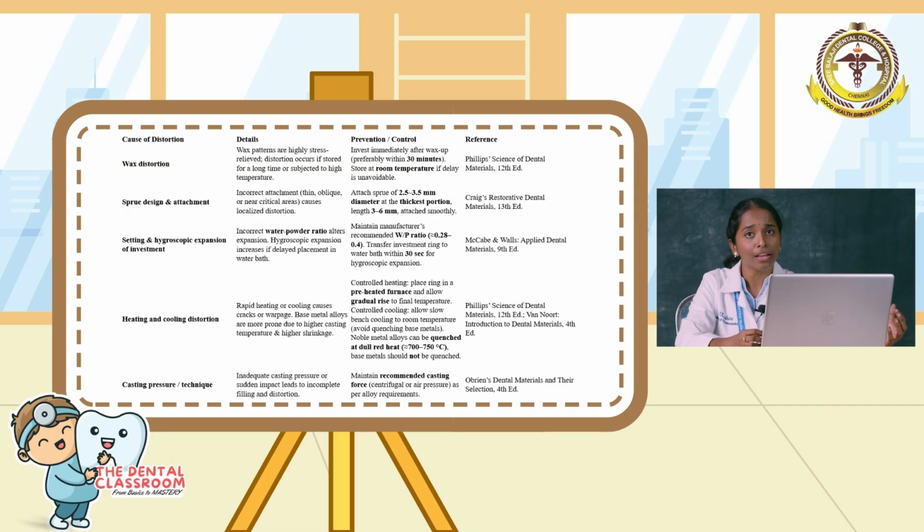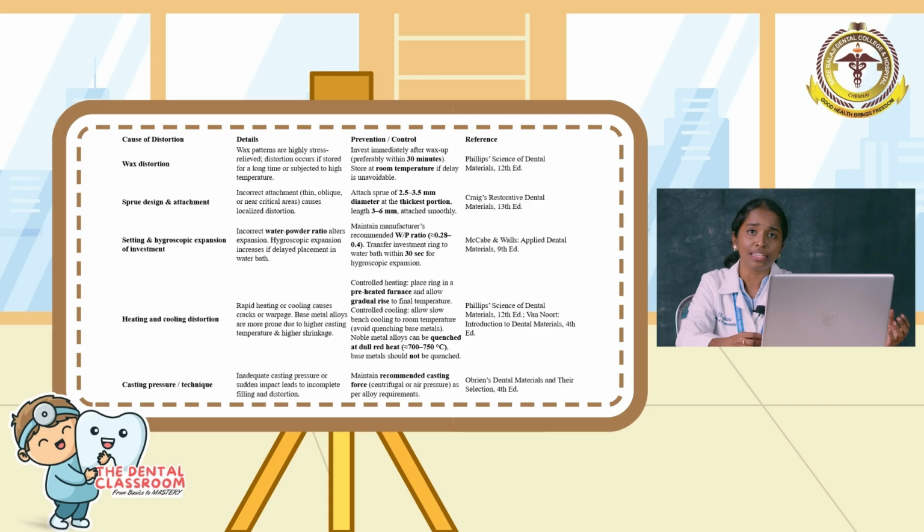So now let us see how we can prevent these types of distortions. The first one is wax distortion, where the wax is highly stress released. Distortion occurs if the wax is stored for a longer duration and subjected to higher temperature. So in order to avoid this, we can invest immediately after the wax up, preferably within 30 minutes. Some other textbooks say within 1 hour. So we have to invest the wax immediately and store the wax at room temperature if the delay is unavoidable.